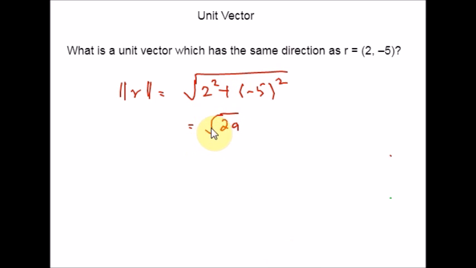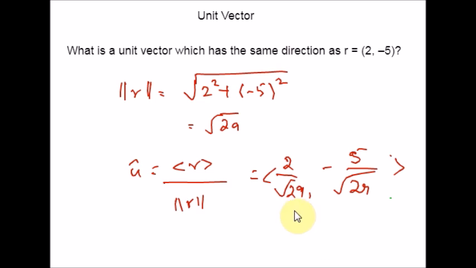Please read the question. What is a unit vector which has the same direction as r equal to 2, -5? As usual, we first calculate the magnitude of the vector given. So magnitude of r here is, this would be 4 plus 25, so square root of 29. According to the formula, we divide each component of r by the magnitude of r. So we have 2, -5. I'm going to write it separately: 2 over square root of 29, -5 over square root of 29.